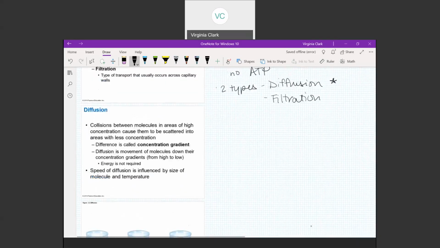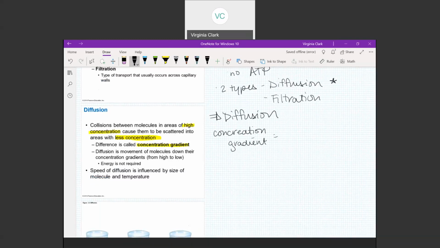So what is diffusion? This is a form of passive transport. So we're moving things across the plasma membrane. And it is going to happen because we are going to move molecules from an area of high concentration to an area of low concentration. This is called a concentration gradient. So with diffusion, we are following something called a concentration gradient.